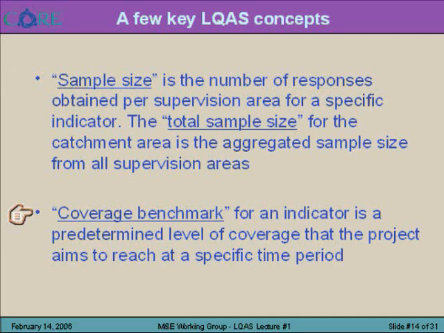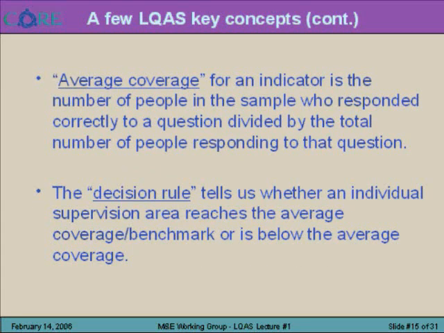The second key concept we want to bring to your attention is the coverage benchmark. Coverage benchmark for an indicator is a predetermined level of coverage that the project aims to reach at a specific time period within the life of the project. The third key concept is the average coverage. The average coverage for an indicator is the number of people in the sample who responded correctly to a question divided by the total number of people responding to that question.